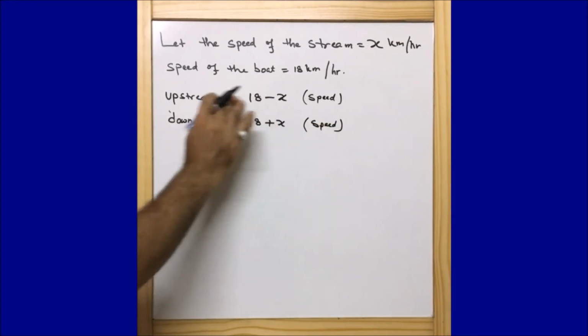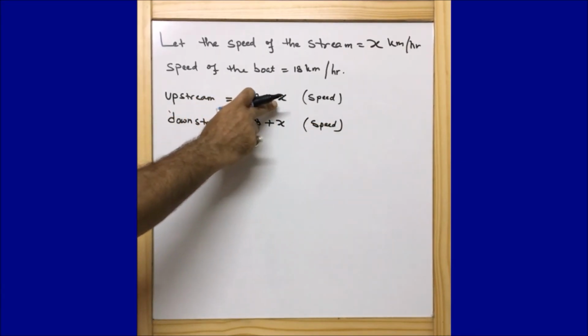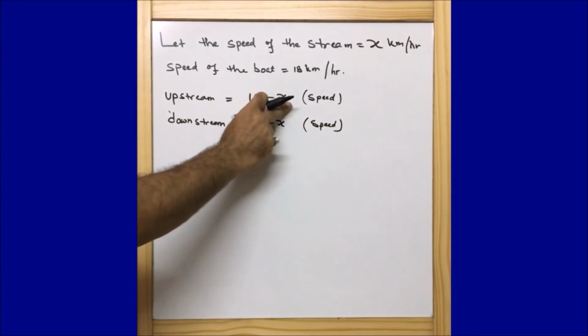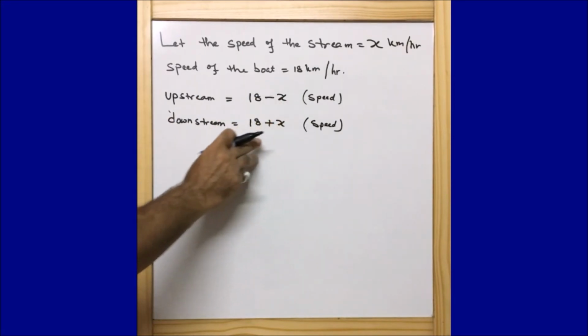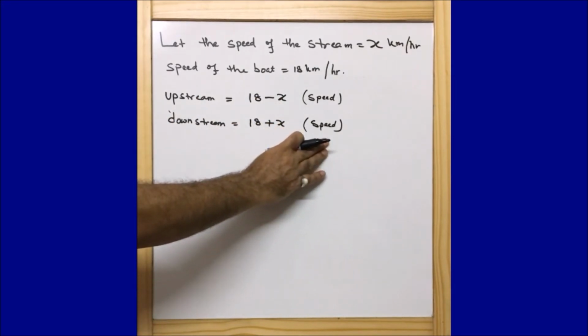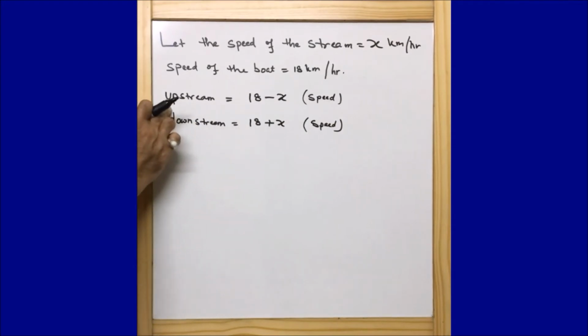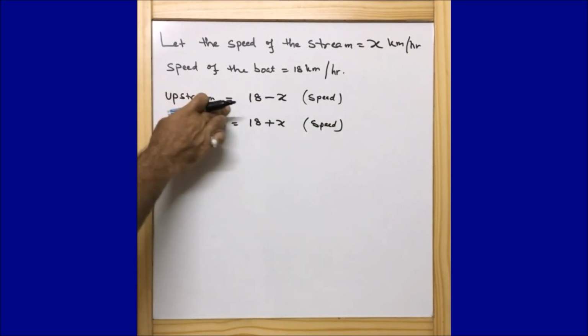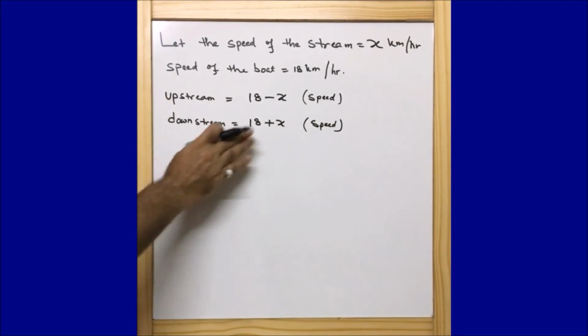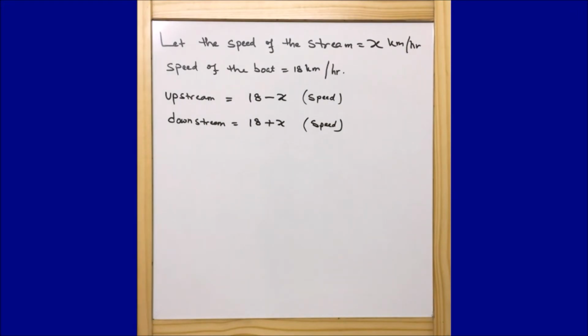This is the speed of the boat. The speed of the boat decreases by the speed of the stream, here it is 18 minus x. The speed of the boat increases with the speed of the stream, this is 18 plus x. This happens: it decreases in the case of upstream, increases in the case of downstream. Please keep this in mind and we will easily move ahead.